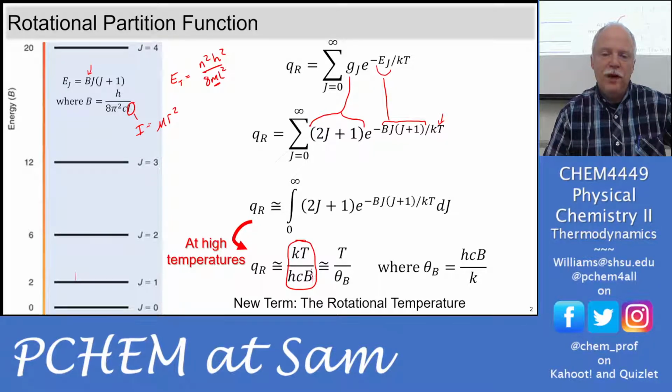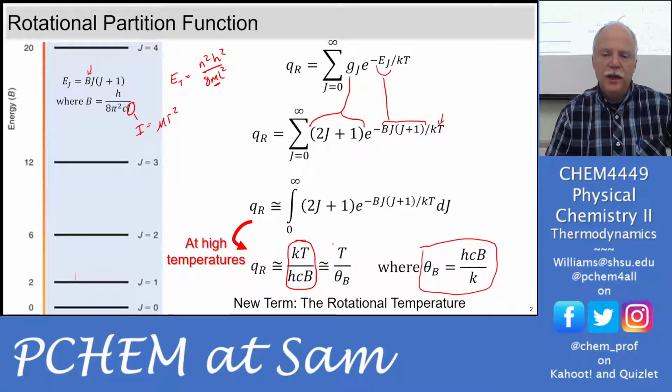But if we have B in wave numbers, kT is going to be in joules. And so if we take those joules and divide by Planck's constant and the speed of light in centimeters per second, that becomes wave numbers as well. And so we have this temperature term divided by this theta B, which is a new term for us called the rotational temperature. And so this is theta B and how it's defined.